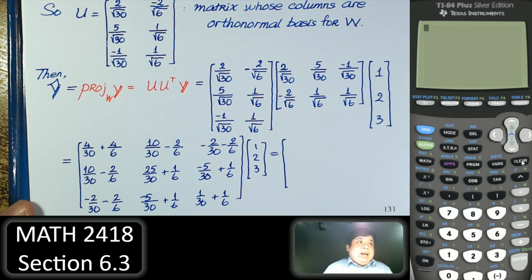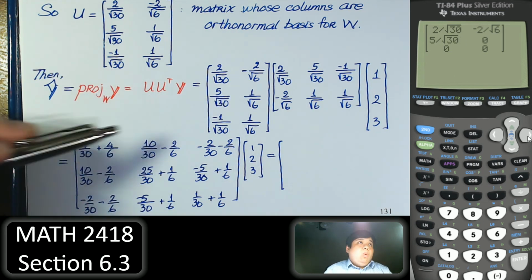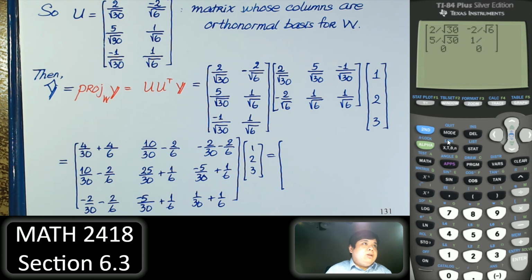Actually, we can just put this in the calculator. A matrix, 3 rows, 2 columns. 2 over square root of 30, 1 over square root of 6, 5 over square root of 30, 1 over square root of 6, negative 1 over square root of 6, and 1 over square root of 6.